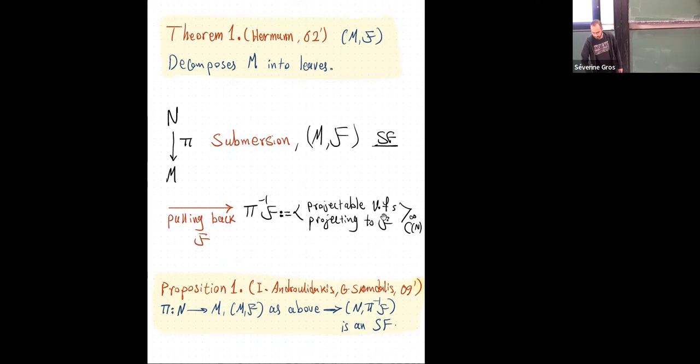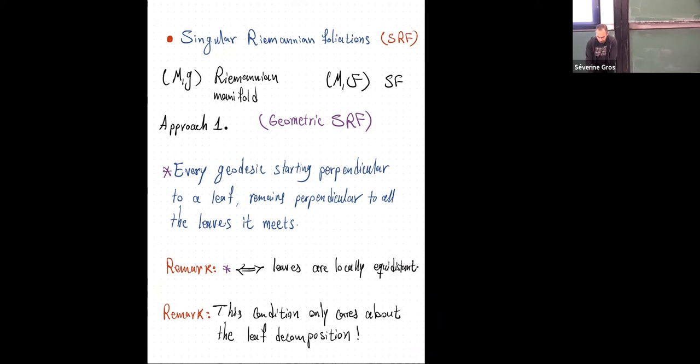Okay, now let's look at singular foliations on Riemannian manifolds and define singular Riemannian foliations, SRFs. Again, there are two approaches. The first one is geometric. I call them geometric SRFs, which are the classical notion of singular Riemannian foliations. We have a singular foliation, we have the Riemannian structure, so we should introduce the compatibility condition between these two. And in this case, the compatibility condition is that every geodesic which starts perpendicular to a leaf should remain perpendicular to all the leaves it meets.